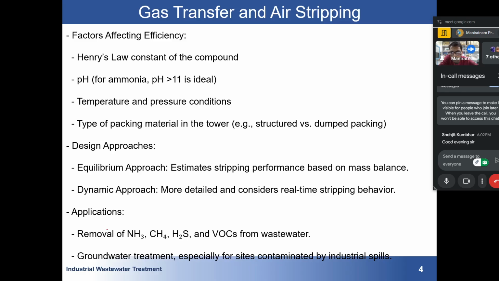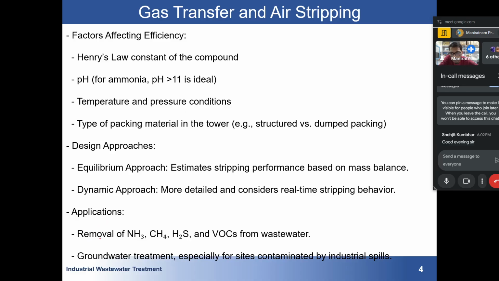Design approach: the equilibrium approach estimates the stripping performance based on the mass balance. It is simple: if we are designing something to remove a gas, we have to make sure that all the fundamental laws are being followed, and depending upon those laws, we will find the efficiency or design parameters of our towers. The dynamic approach is more detailed and considers real-time stripping behavior. These are related to your design purpose.